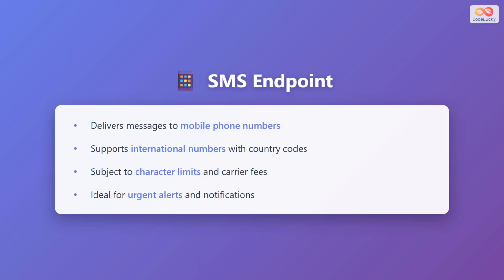SMS endpoints deliver messages directly to mobile phone numbers as text messages. When configuring SMS subscriptions, you need to include the country code with the phone number to support international delivery. SMS messages are subject to character limits imposed by mobile carriers, typically 160 characters for standard messages. Keep in mind that SMS delivery may incur carrier fees, and costs vary by region and destination country. SMS endpoints are particularly effective for urgent alerts, two-factor authentication codes, and time-sensitive notifications where immediate delivery to mobile devices is critical.